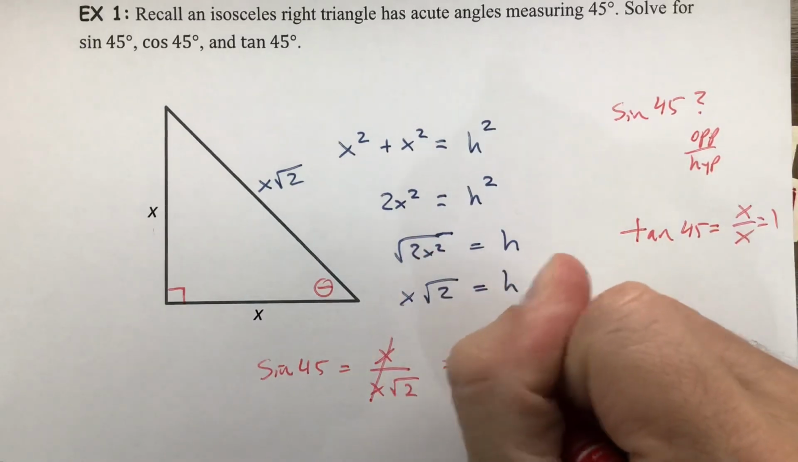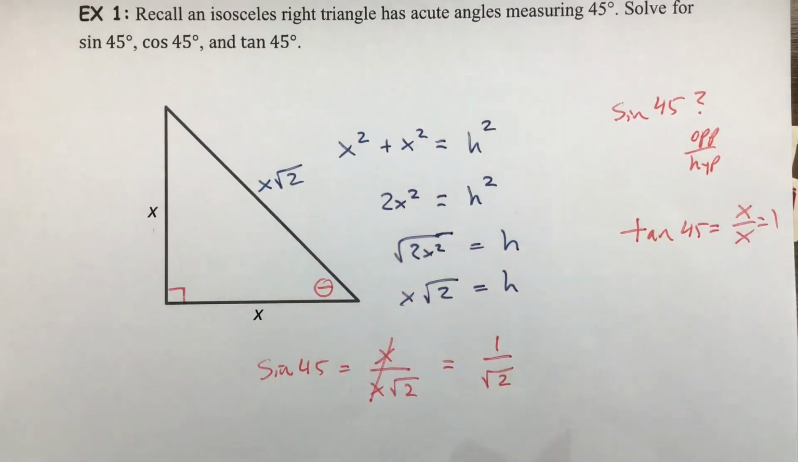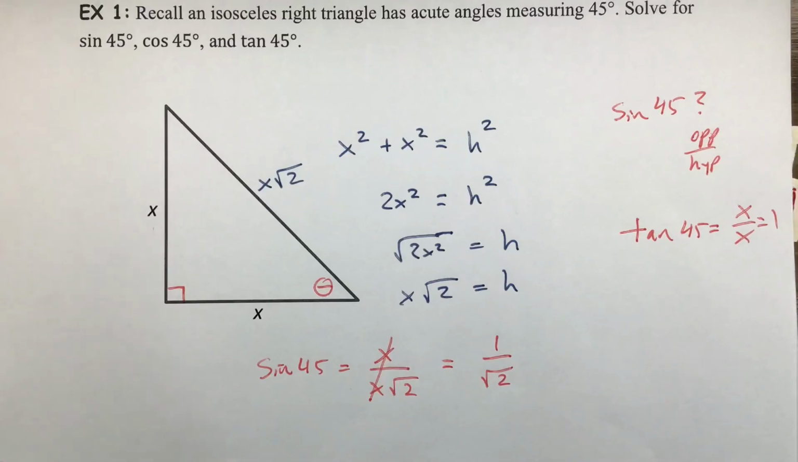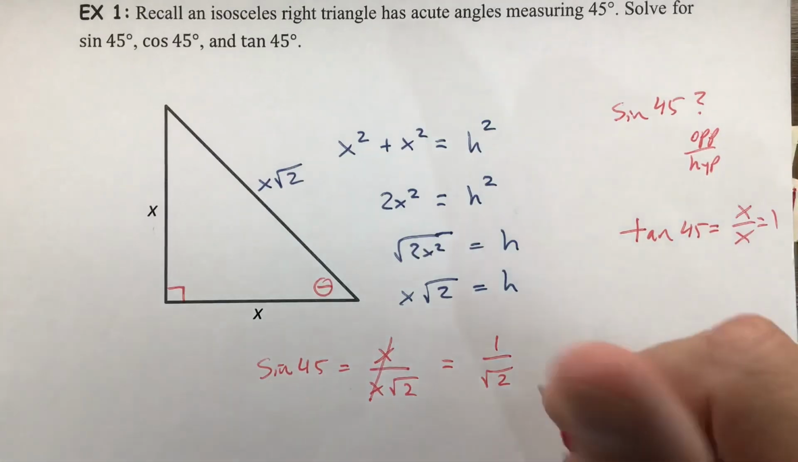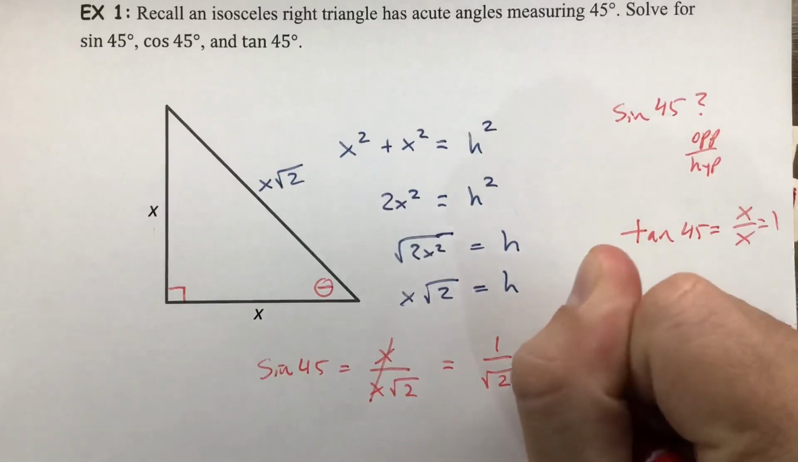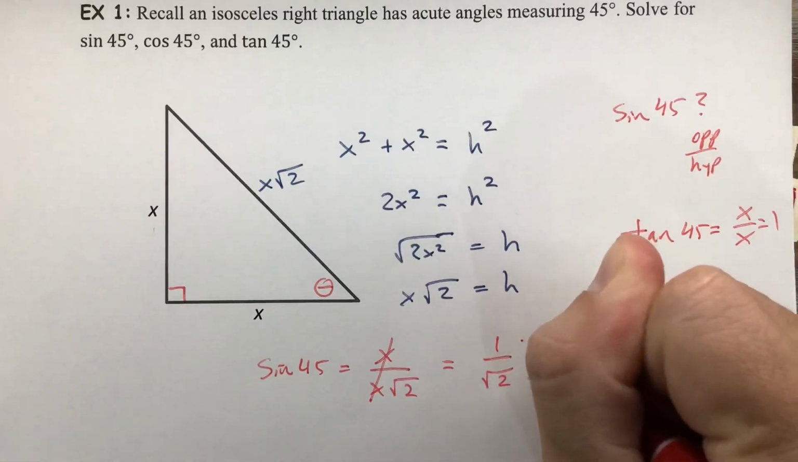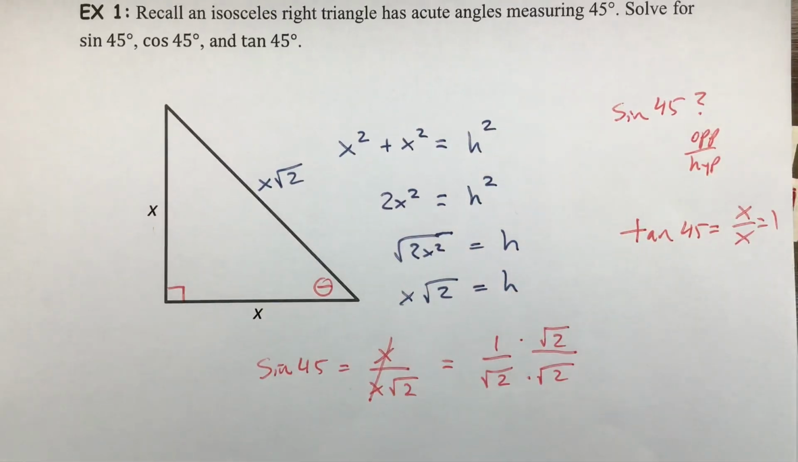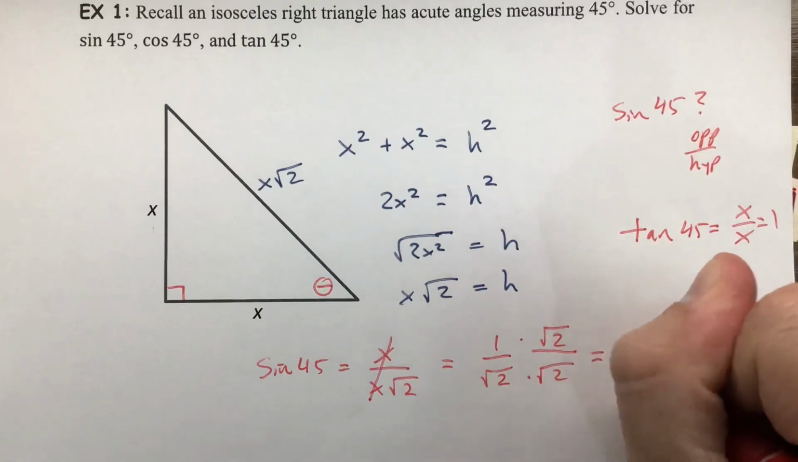That means that we have 1 over the square root of 2. Now, we also have a rule in mathematics that says we can't have radicals in the denominator. You can't have that square root of 2 in the bottom. So the easy fix to that is to multiply the bottom and the top by the square root of 2. Because if you multiply the square root of 2 by the square root of 2, you actually just get 2.